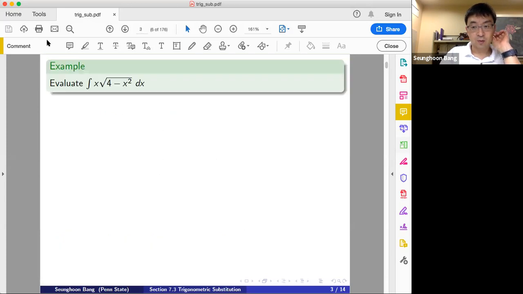The first one, evaluate the integral of x times the square root of 4 minus x squared dx. So what do you think? What kind of method do you want to use for solving this problem? Please write your method for solving this problem on the chatting board, please.